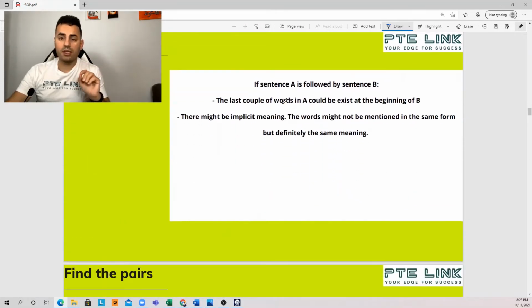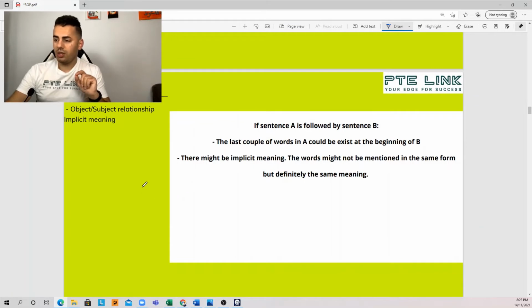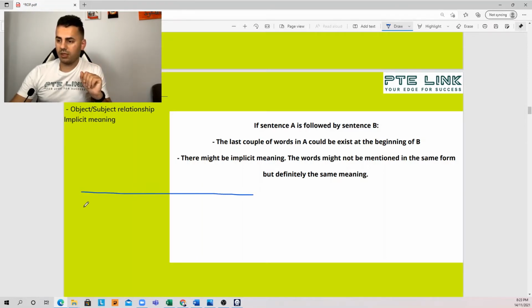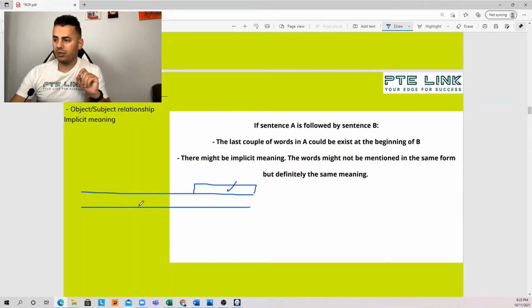How does this tip work? Usually, guys, in English, when a writer is writing, this writer would follow this style. Like if you have 2 sentences, that's sentence 1 and sentence 2. If those sentences come in sequence, there's a very high chance that the last couple of words at the end of the first sentence would exist at the beginning of the second sentence. This relationship is very, very likely to happen.